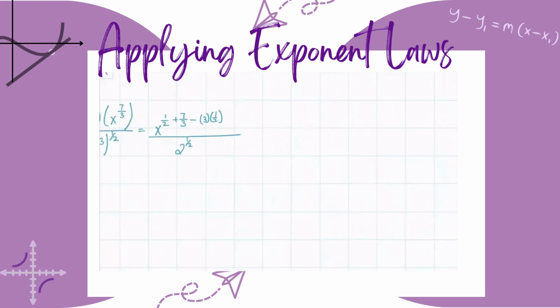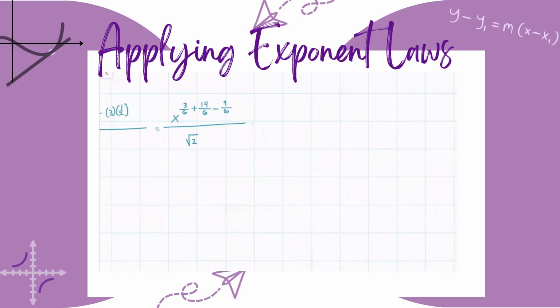And this will get simplified to x. We need a common denominator, which will be 6. 3 over 6 plus 14 over 6 minus 9 over 6, over root 2. So far, so good? And what is 3 plus 14? 17. And what's 17 minus 9? 8. So 8 over 6 root 2. We could simplify that. That becomes 4 over 3, over root 2.